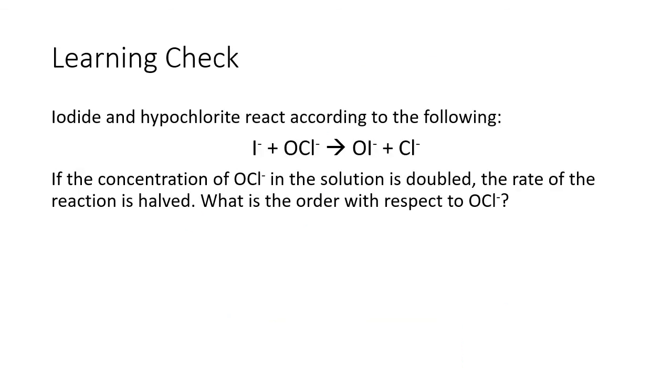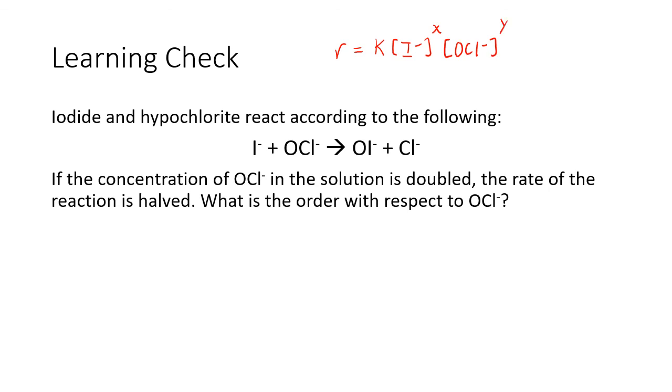Iodide and hypochlorite react according to the following equation. If the concentration of hypochlorite in the solution is doubled, the rate of the reaction is halved. What is the order with respect to the hypochlorite ion? So the generic rate law equation for the overall reaction would be R equals K times the concentration of iodide raised to some order times the concentration of hypochlorite raised to some order.